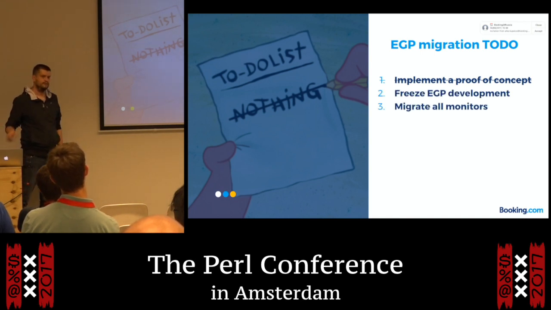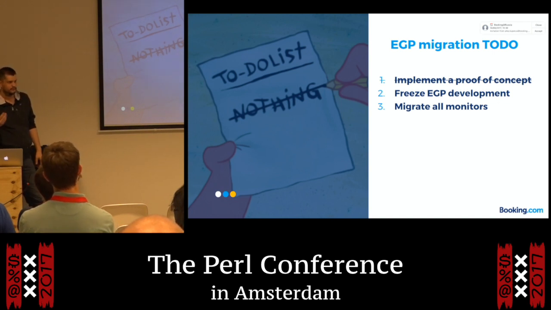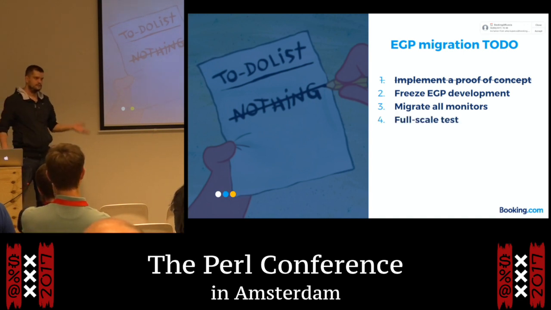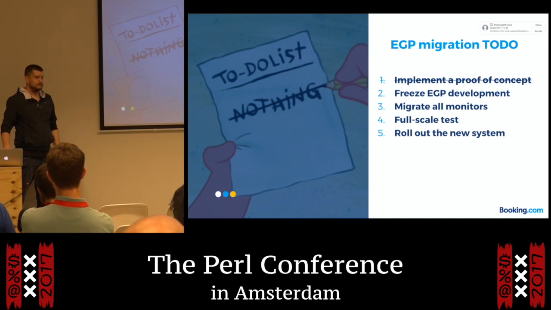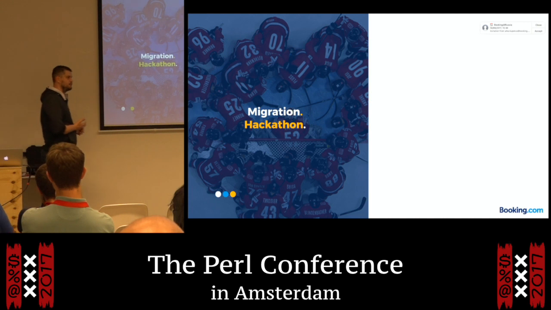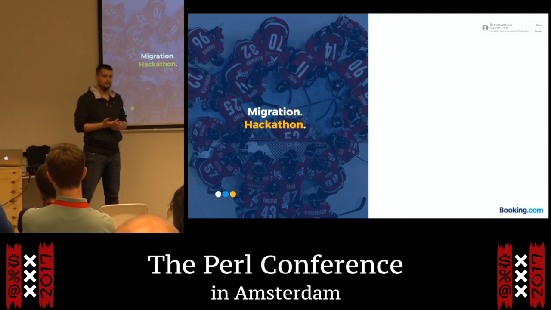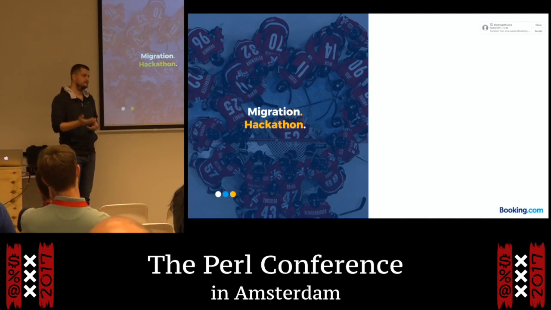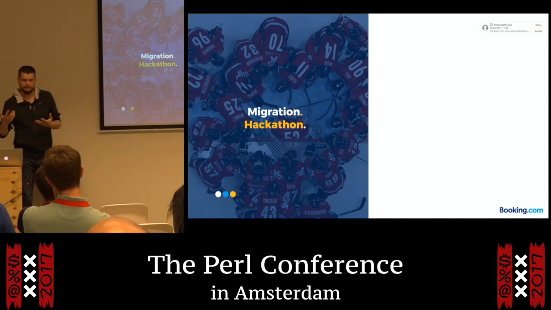There was a plan. First we had to freeze development of newly coming monitors for some time while we were doing the migration. Then we would have to migrate all the monitors to the new API. Then we would need to run a full-scale test, roll out the system, and perfect. So how did we approach the migration? It was very clear that a single team wouldn't be able to deal with it. It would take quite a long time, taking into account that development is frozen. A team of 2-3 persons could not do this.